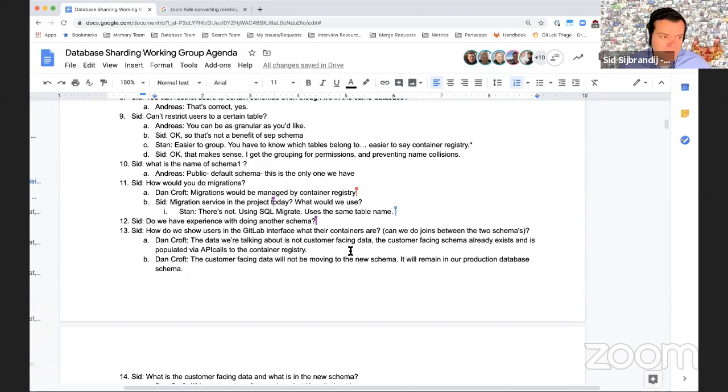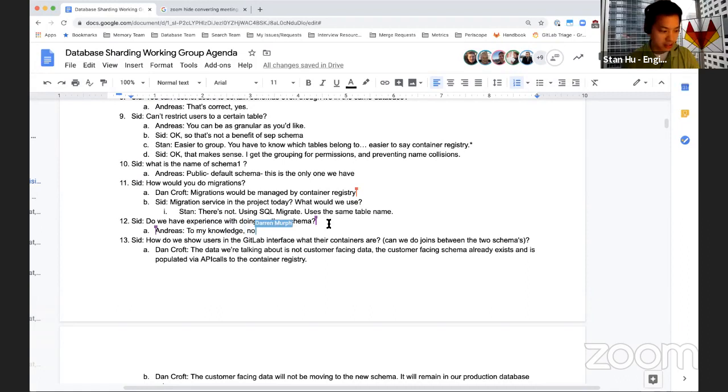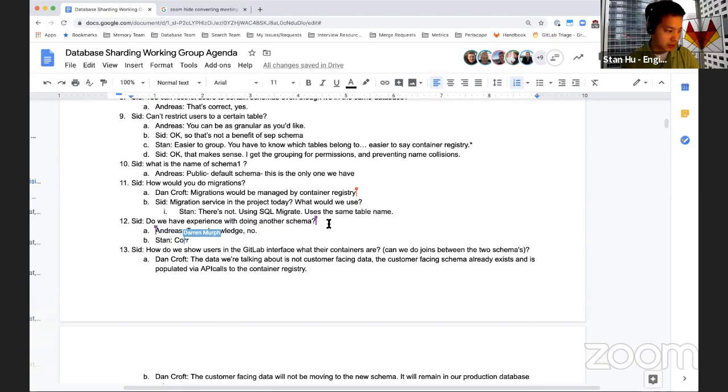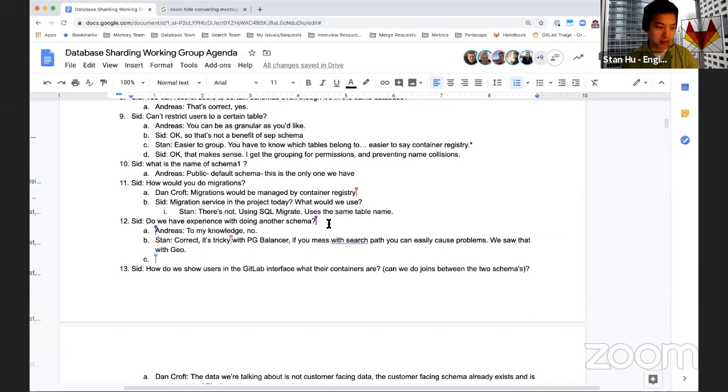Do we have experience with doing another schema? So like we're doing a non-public schema? Andreas, do you have a database or Stan? To my knowledge, not. No, we always use the default schema, I think. Yeah, that's correct. I think it is a little tricky with PG Bouncer because if you mess with the search path, you could easily cause problems. We did see that when we were setting up Geo, where Geo was tinkering with that search path, and we saw some issues there. So that is something to be concerned about. That's why I think Andreas is pushing the separate database, because it's a lot harder to make those kinds of mistakes.